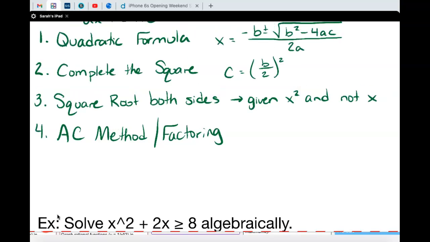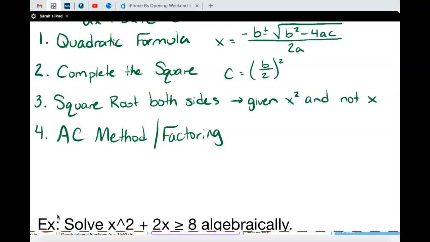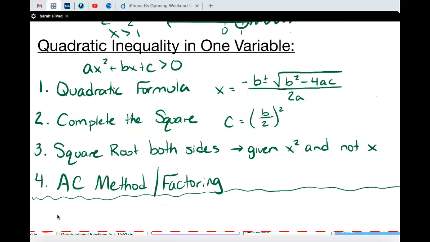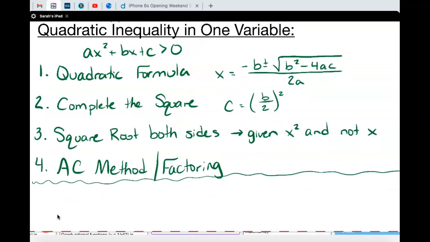I'm going to write one more thing down before we do this table. So those are the ways to solve a quadratic equation. Inequality makes it a little bit different, because how many solutions do we normally get out with a quadratic? Typically we get out 2 solutions.